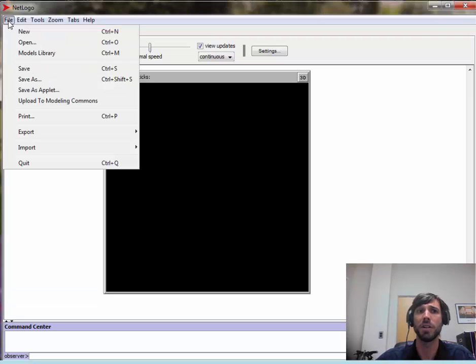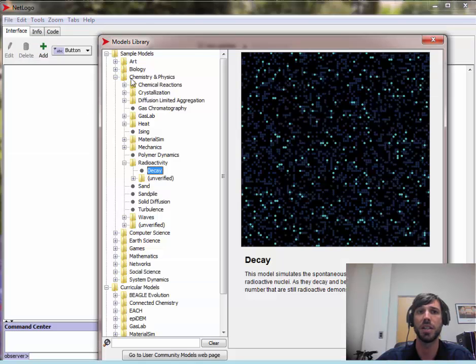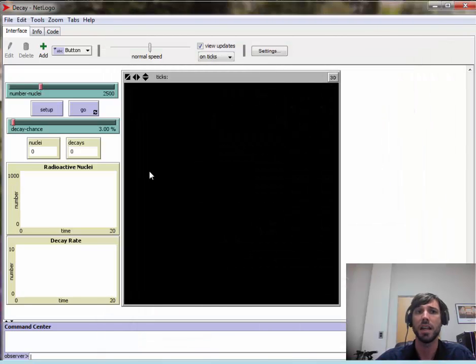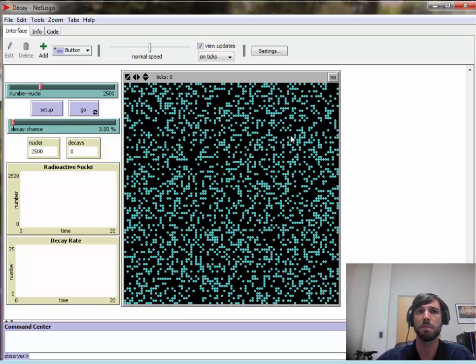So the first model we're going to talk about can be found under the Chemistry and Physics folder in the NetLogo library. It's a model for radioactive decay. And to get your feet wet with this model, if we set up an initial configuration, you see all these cyan circle turtles appear on the screen, and these turtles represent radioactive nuclei.